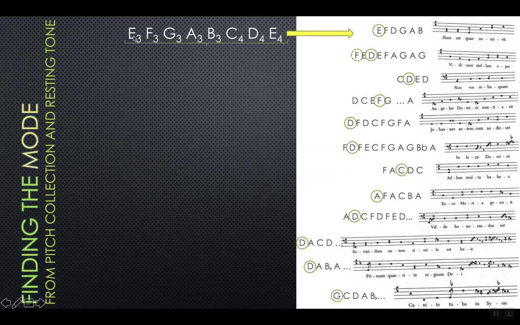So in this one, we've got E, F, G, A, B, C, D, E. Some of those notes don't even get stated. Okay, there's no C in this, but we're just guessing that it's a C natural. If it were C sharp, we'd be pretty surprised. So E, F, G, A, B, C, D, E, that's our collection, and we're saying E is the tonic. That's why we're doing it like this. So this is going to be E Phrygian.